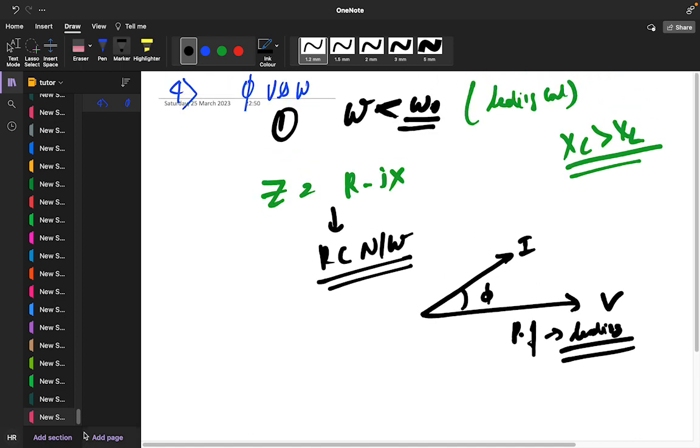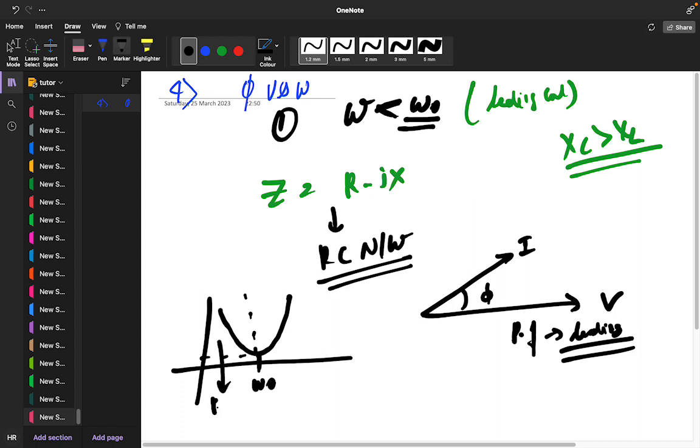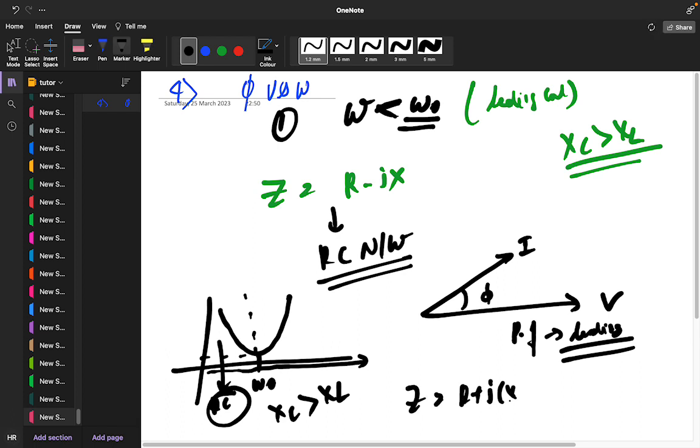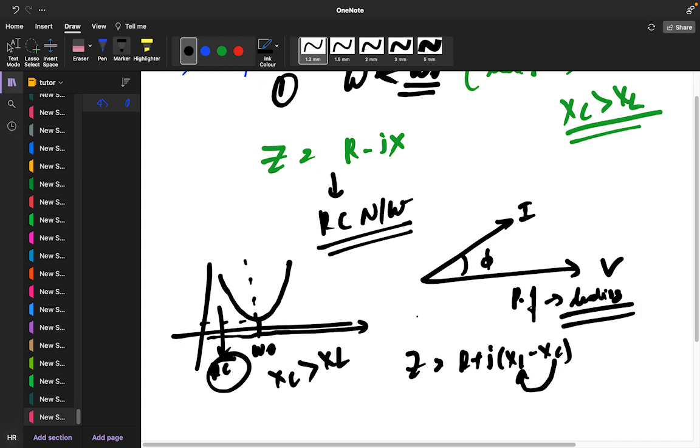Now we are moving like this. We got the graph now. We were having omega naught. If you are seeing the Z function, this was my RC network, and this is the omega value. I'm talking about omega lesser than omega naught. So this is the RC network only, and in the RC network, XC is greater than XL. So Z is R plus j(XL minus XC). If this XC is greater than XL, you will get negative. So that's why negative came.